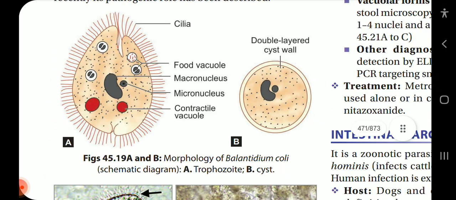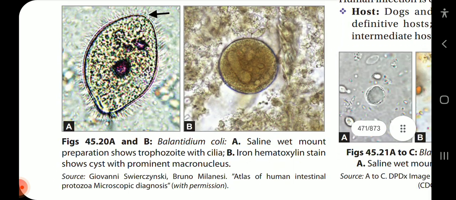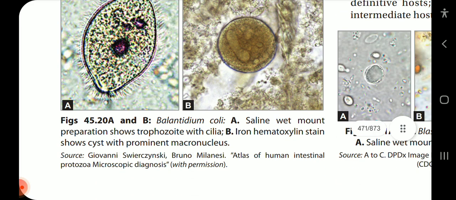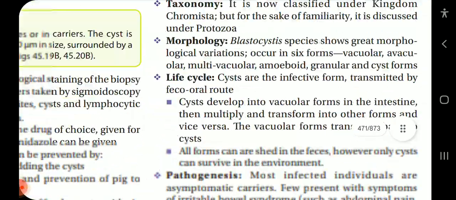This is the morphology of Balantidium coli with the cilia, food vacuole, macro and micronuclei, and contractile vacuole. In figure B, we can see the cyst of Balantidium coli. In these figures, we can see Balantidium coli: in A, a saline wet mount preparation showing the trophozoite with cilia, and in B, an iron hematoxylin stain showing the cyst with prominent macronucleus.